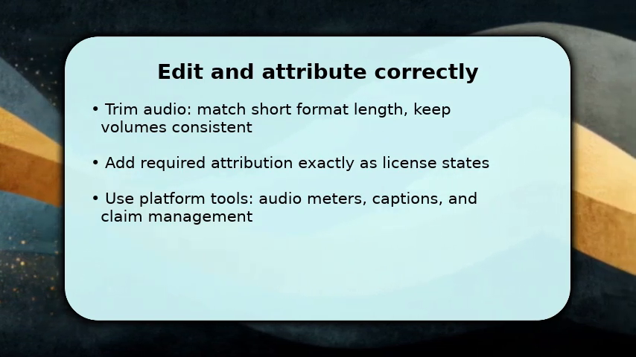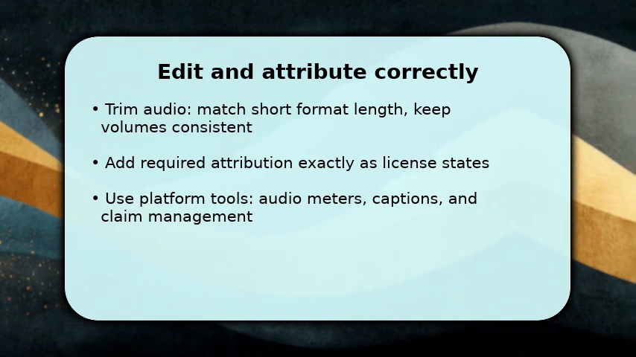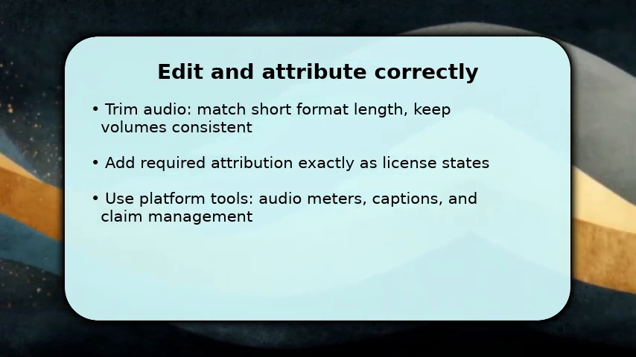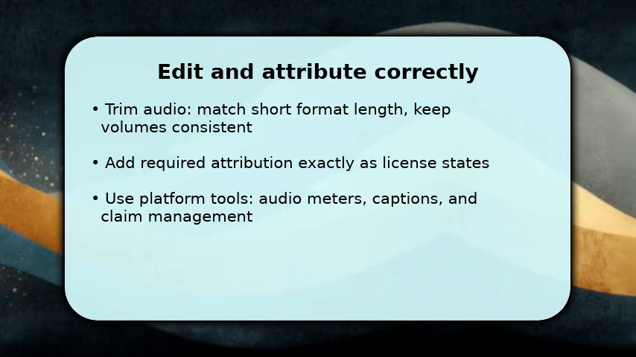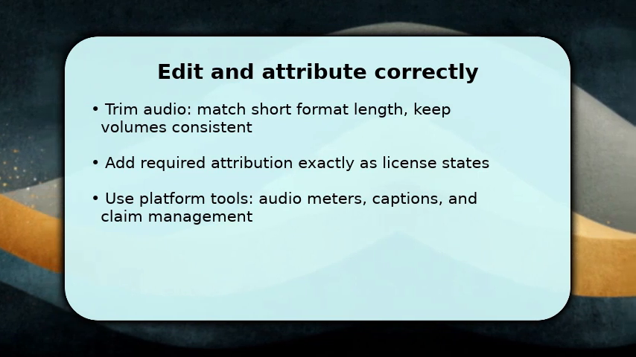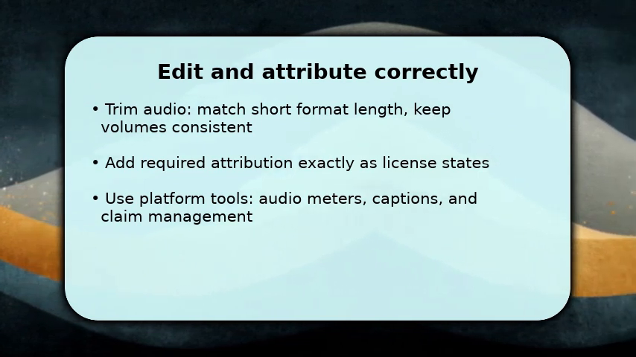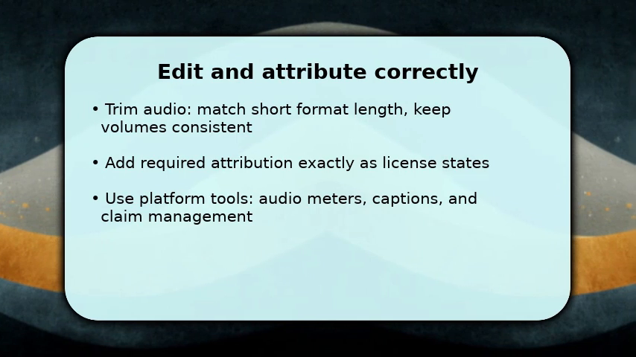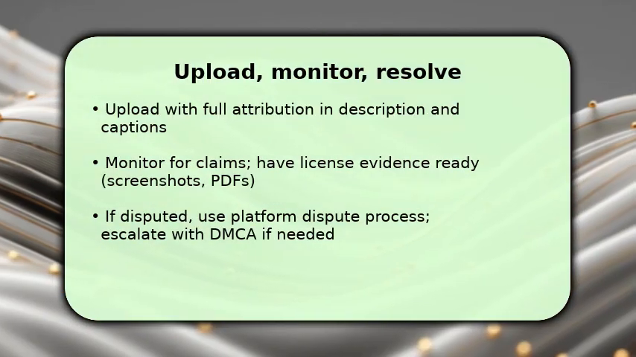Once the asset is placed, export with embedded caption or description text containing attribution. Make sure metadata fields carry the same info so automated systems can verify compliance when the short is uploaded. You upload the short and paste the exact attribution into the description and captions. Include license ID and any required phrase.